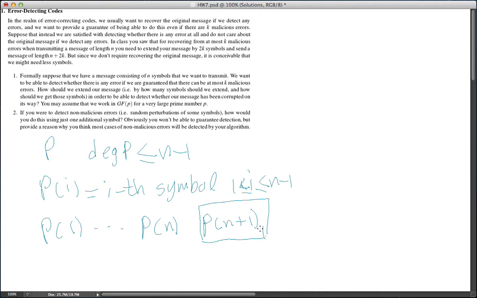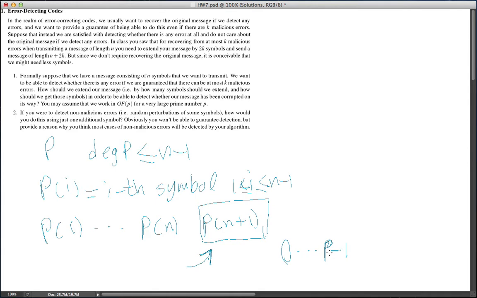Now, in the case of non-malicious errors, nature is going to be changing some of these symbols randomly, right? When we change some of these symbols randomly, the correct symbol that should be placed as the one extra symbol here is going to be some random number between 0 and p minus 1.